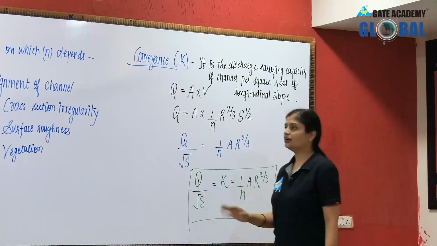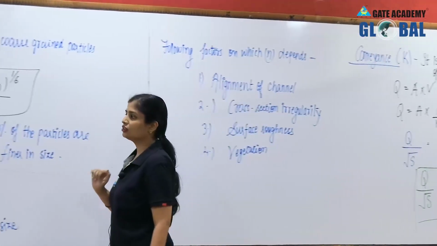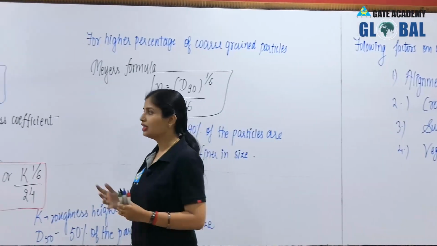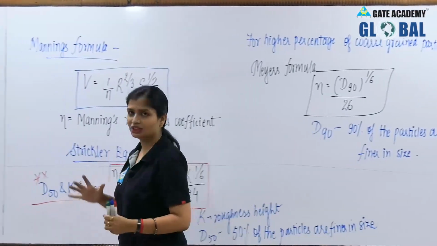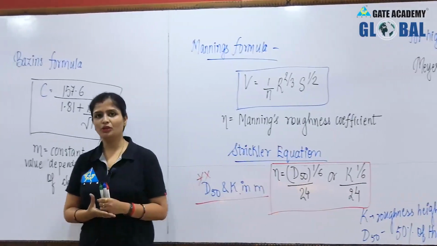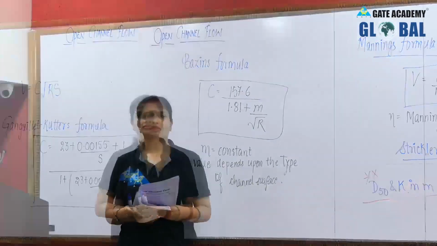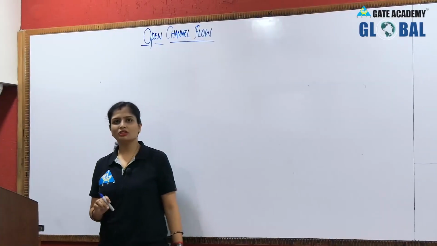Fine. So here I told you what is conveyance, Strickler's, Manning's, everything. Now we will solve some numericals so that you will be able to solve questions and you will get confidence how these formulas can be used. So now we will be proceeding towards the numerical part. So now open your booklet, we will be solving questions.